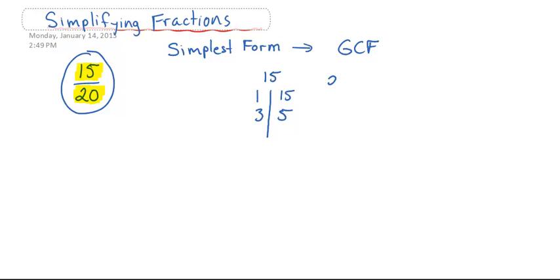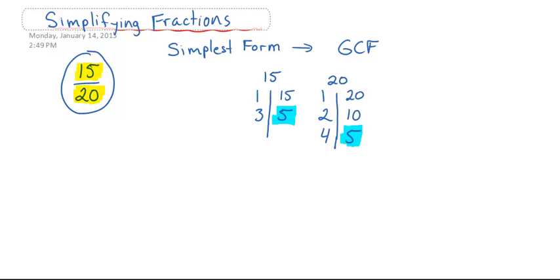Then I'm going to go with 20 and do a little t-chart here. We have 1 and 20. We have 2 and 10. 3 doesn't go into 20. 4 goes into 20, so we have 4 and 5. So those are all the factors. The greatest common factor happens to be 5 in both of them.